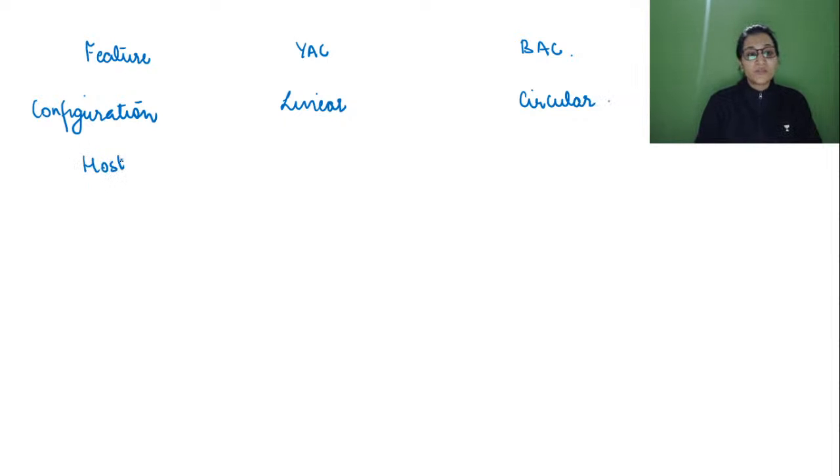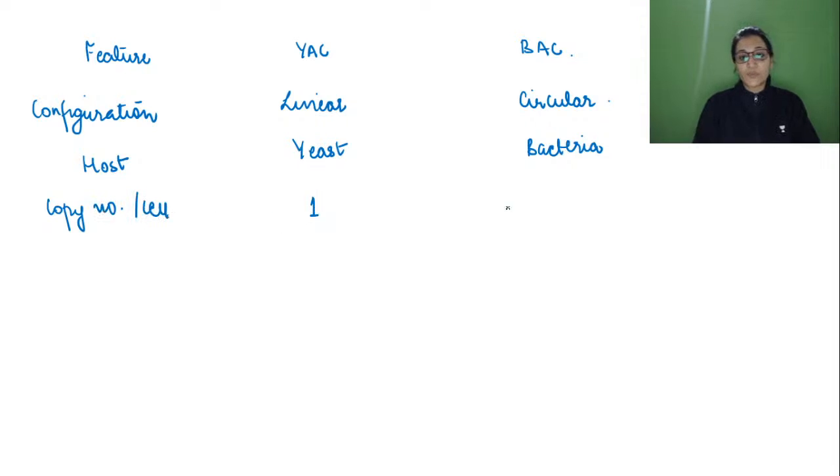Then features. In features, the next thing is host. What is the host for yeast artificial chromosome? The host is yeast, and in bacterial artificial chromosome the host is bacteria. Then the copy number of such vector per cell. For yeast artificial chromosome it is 1. For bacterial artificial chromosome the copy number is 1 to 2.